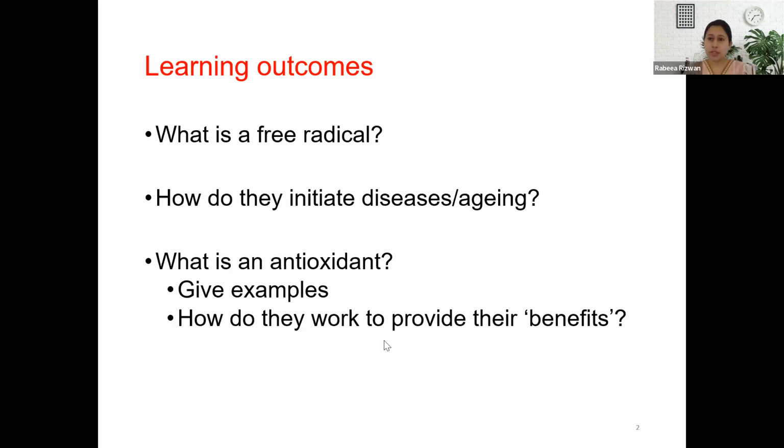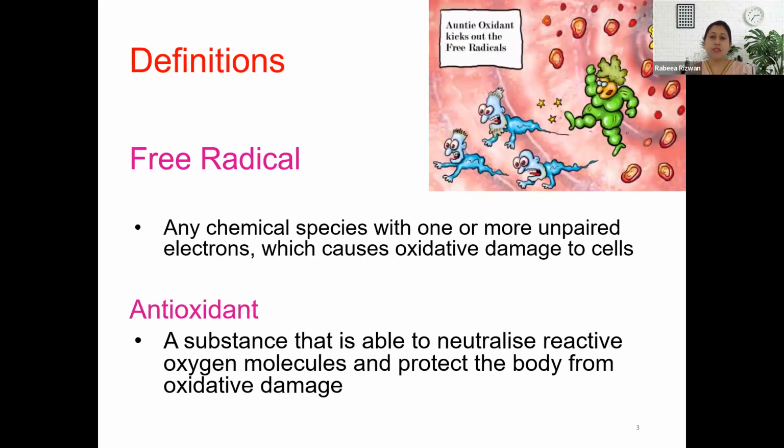what free radicals are, a little bit of introduction and a recap of what we already did, and then what diseases or aging processes these free radicals can cause, and what antioxidants are, along with examples of these antioxidants and how they can provide benefits to our health. First, the recap of the definition: what exactly are free radicals?